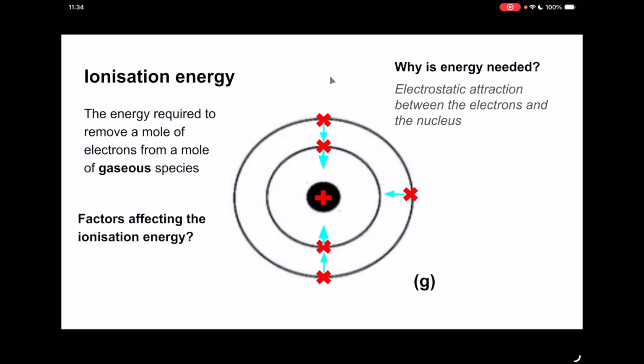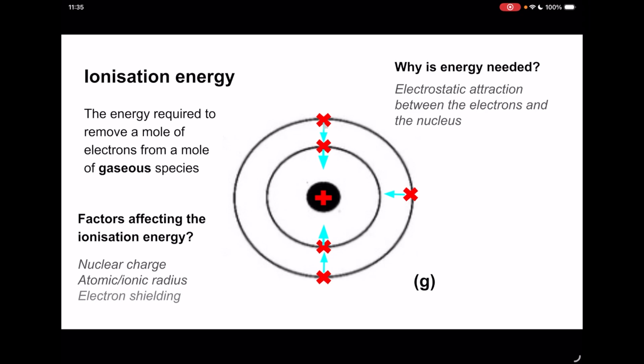And the other thing we'll talk about on this slide is what are the factors affecting the ionization energy. So the first one is the nuclear charge, so how many protons are in the nucleus. Next one is the atomic or ionic radius, depending on what kind of species you've got. If you've got an atom, it's atomic radius. If it's an ion, it's ionic radius. So that's the physical distance between the nucleus and the electron that's being removed.